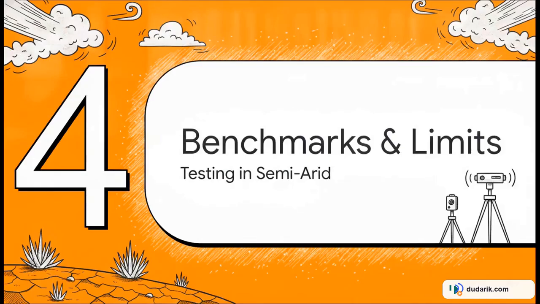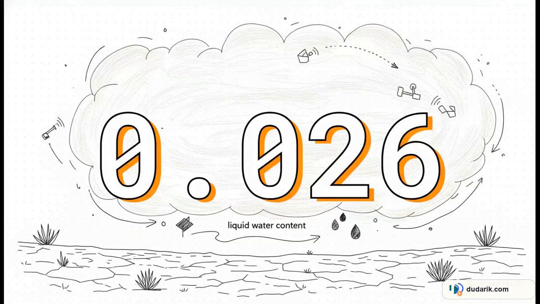Let's look at Section 4, Benchmarks and Limitations, Testing in a Semi-Arid Site. To see how this holds up in the real world, researchers tested AtmoFuseNet in a really harsh semi-arid environment featuring low humidity, high aerosol loading, and rapid cloud cycles. The result? A mean absolute error of just 0.026 grams per cubic meter for liquid water content. It handled sparse, noisy data exceptionally well and completely crushed traditional retrieval baselines.